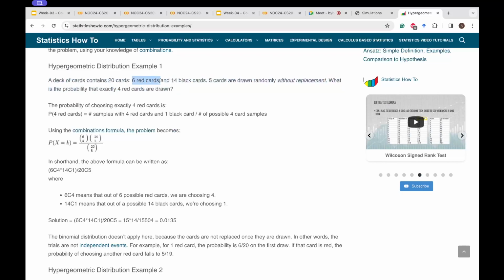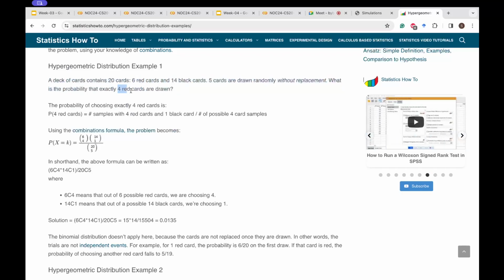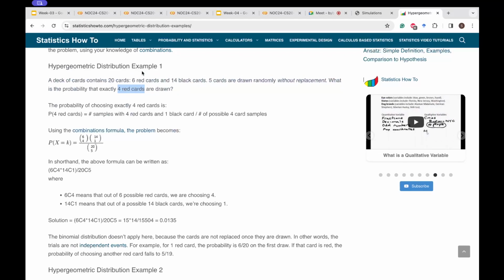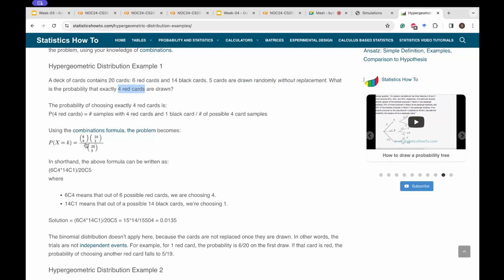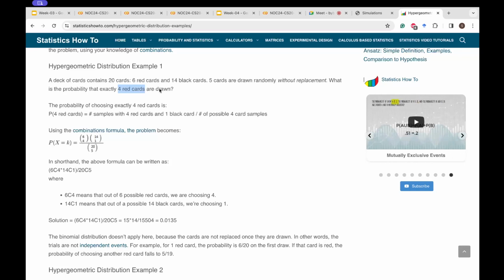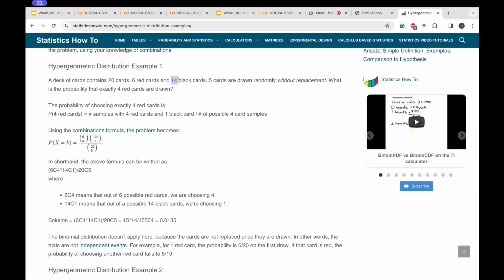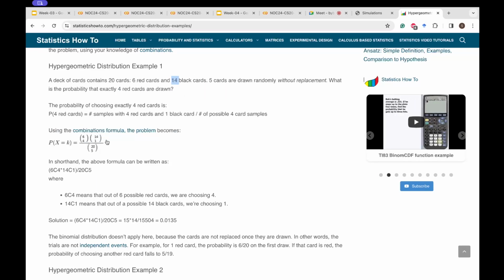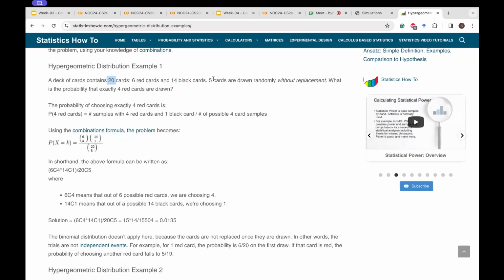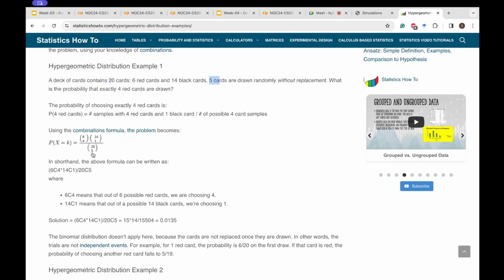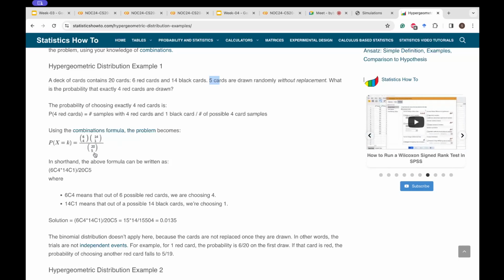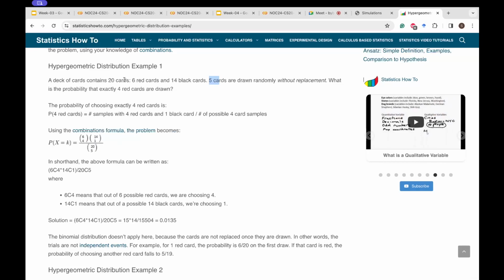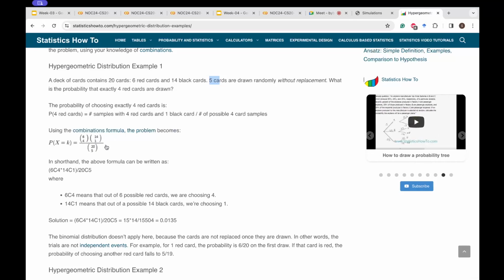So I have 6 doctors or 6 red cards. Getting 4 red cards, the number of ways in which I can get it is 6C4, right? And out of 14, getting 1 black card will be 14C1. So 6C4 into 14C1, and out of 20 to get 5, it will be 20C5. So it is 6C4 for getting 4 red cards out of the 6 red cards, times getting 1 black card out of the 14 black cards, divided by getting 5 cards out of the 20 cards, irrespective of the color. So that is the probability distribution here.